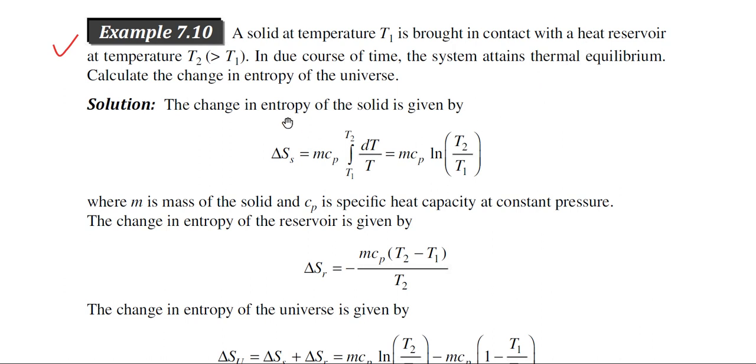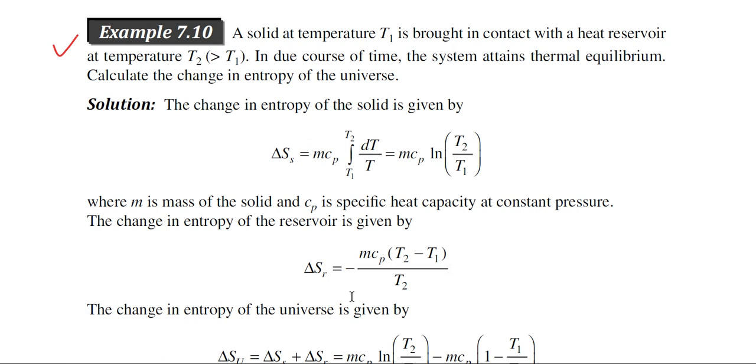So, ultimately the entropy change for the solid will be given as delta S is equal to mCp ln T2 by T1, the formula which we have read earlier. So, T1 is the initial temperature, T2 is the final temperature. But when we consider the reservoir, we will assume that its temperature will not change. So, how to calculate the entropy change? We will use the general formula of the entropy, that is delta S is equal to dQ by T.